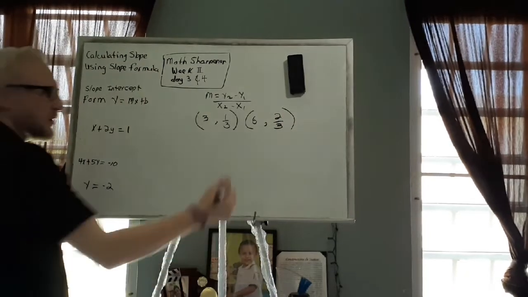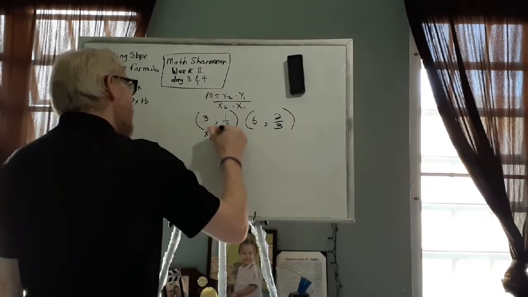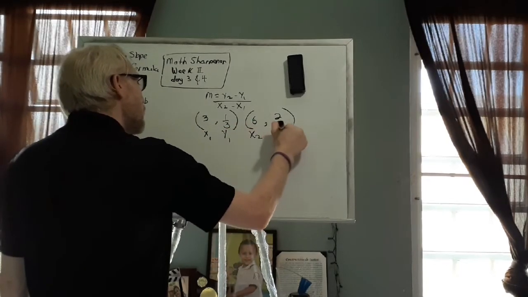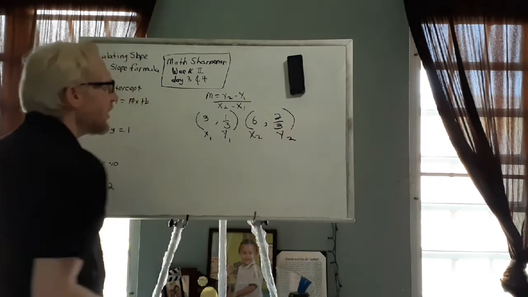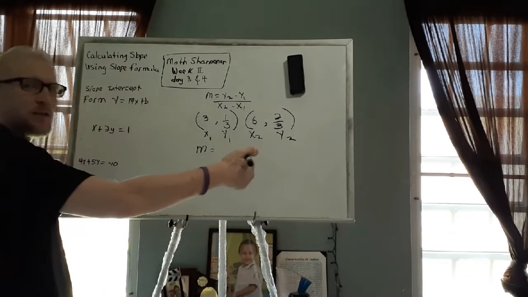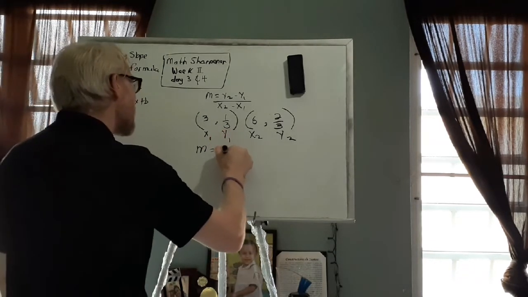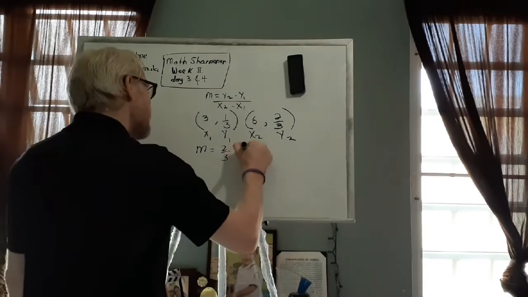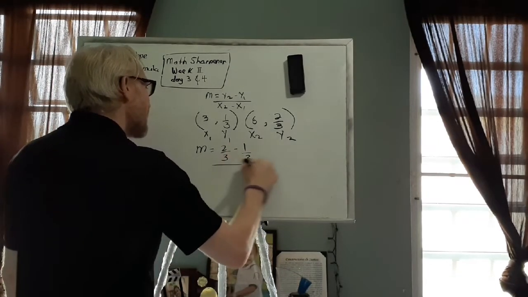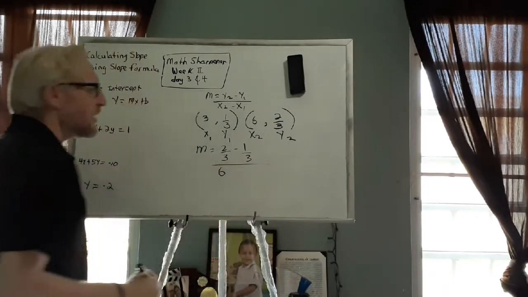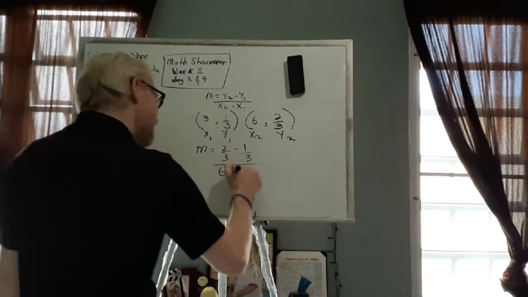Now we're going to do the same thing. X sub 1 and y sub 1, x sub 2 and y sub 2. And then you're just going to plug them into the formula. So m, in this case, y sub 2 is going to be 2/3. Y sub 1 is going to be 1/3. X sub 2 is 6. And x sub 1 is 3.